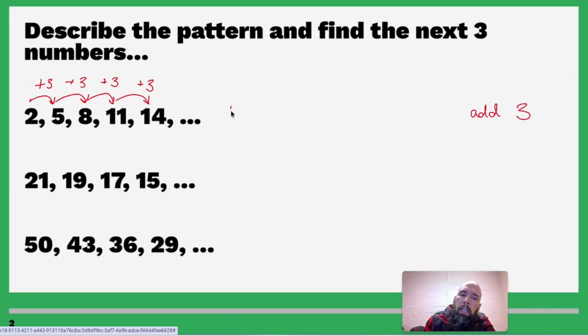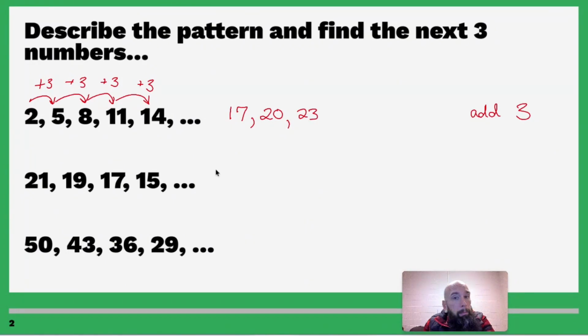14 plus 3 is 17. 17 plus 3 is 20. And 20 plus 3 is 23. So that's how you do it. Let's do it again.